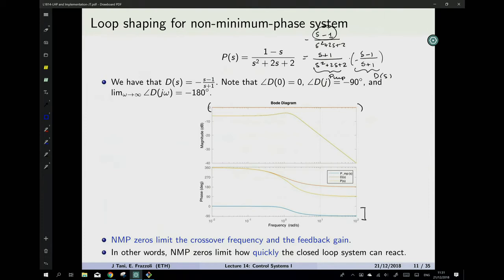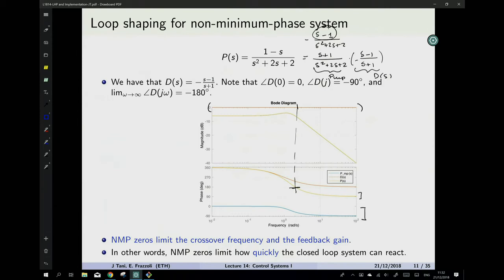Now if you look at the combined plant, which is this yellow line here, the situation doesn't look as good as it was before. Actually, it looks pretty awful, because the more we increase the frequency, the more intense the phase lag becomes. In particular, if we had a crossover frequency anywhere above this point here, we would have a negative phase margin. That would mean instability. So what is the effect of a non-minimum phase zero in a plant?